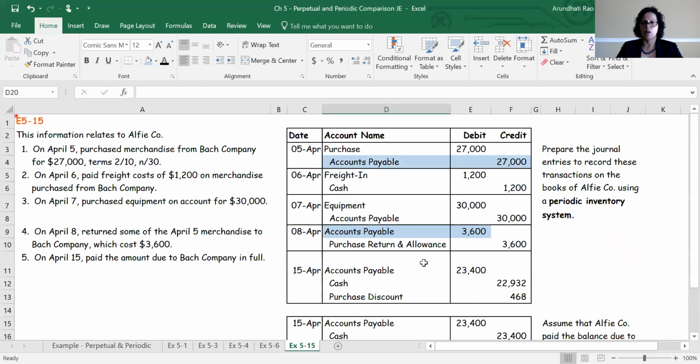So once again, in the periodic system, as you look at your journal entries, inventory is not debited or credited. We have these different account names: purchase, freight in, purchase return and allowance, and purchase discount. The concept is the same, but how I do the accounting is going to be a little different. Once again, it's very rare to see companies using the periodic inventory system. Everyone uses the perpetual system these days, but once again, it's good to know how this is done. So this concludes chapter 5, and we will move on to the next chapter shortly.